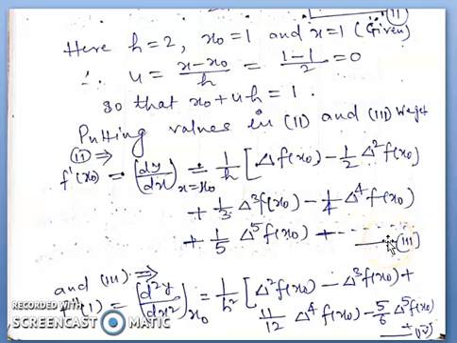So what we have done here, we have just put the value of u equal to 0 in equation 2 and we get equation 3. Again we put u equal to 0 in the second derivative equation and we get f double dash x0 equal to d square y divided by dx square at x equal to x0, equal to 1 by h square of del square f x0 minus del cube f x0 plus 11 by 12 del to the power 4 of f x0 minus 5 by 6 del to the power 5 of f x0. This is equation number 4.